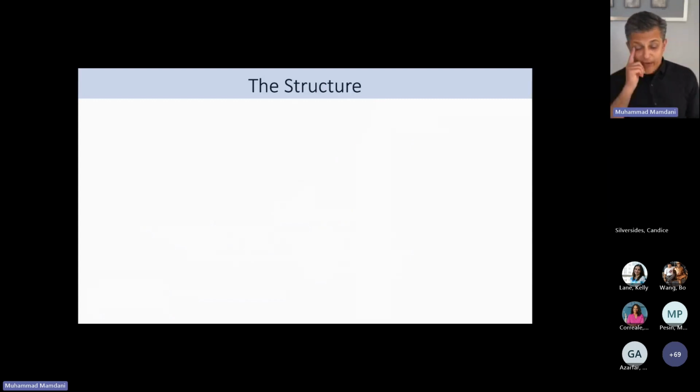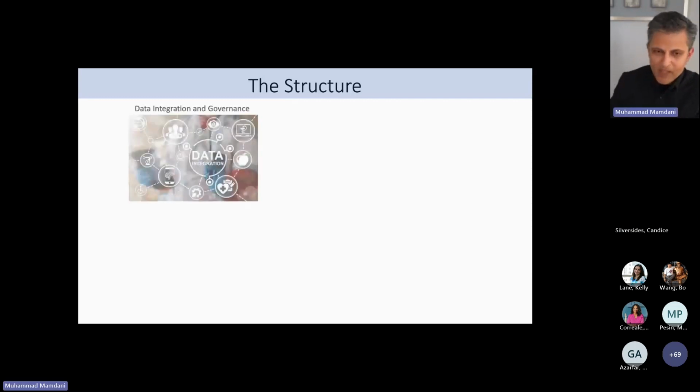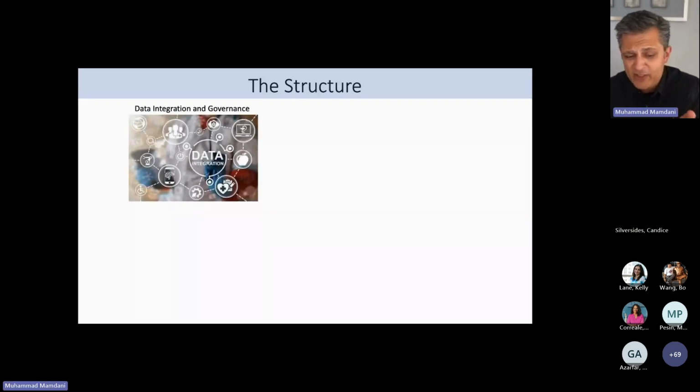So how did we structure our program? The structure is actually fairly simple, very common sense type stuff. First of all, you can't do AI without data, so you have to have a team focused on the data. This is our data integration and governance team. Basically, this is a team of data engineers, ETL developers, data modelers, and architects.